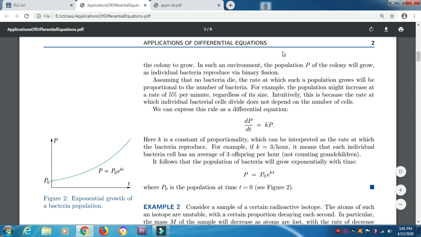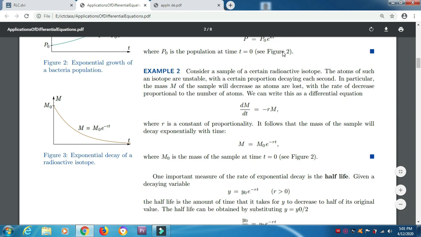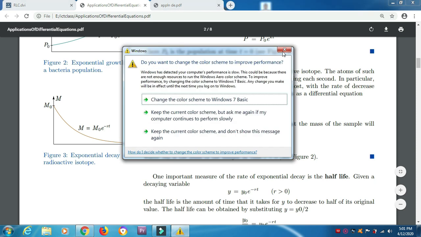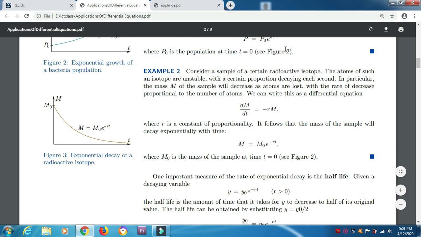Then we go to example 2. Consider a sample of a certain radioactive isotope. Here we are going to take the value k as negative. So we have the differential equation dm by dt equal to minus r into m in this special case. If we take the value of k as negative, we can write dy by dt equal to minus r into y. Here we take y as the mass m. So dm by dt equal to minus r into m.